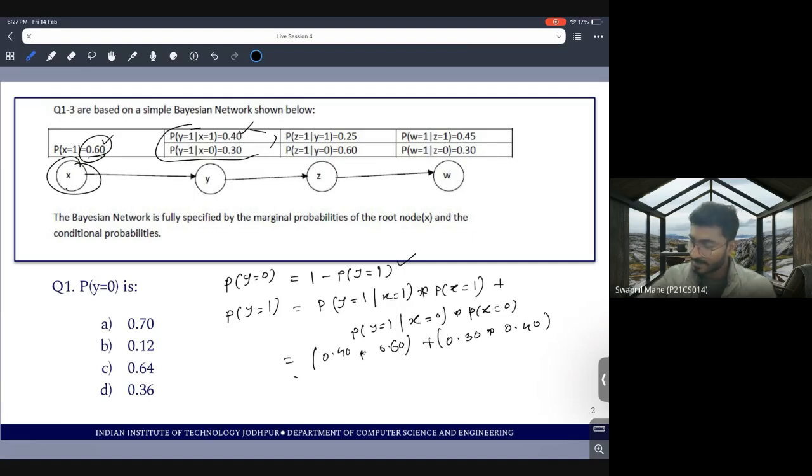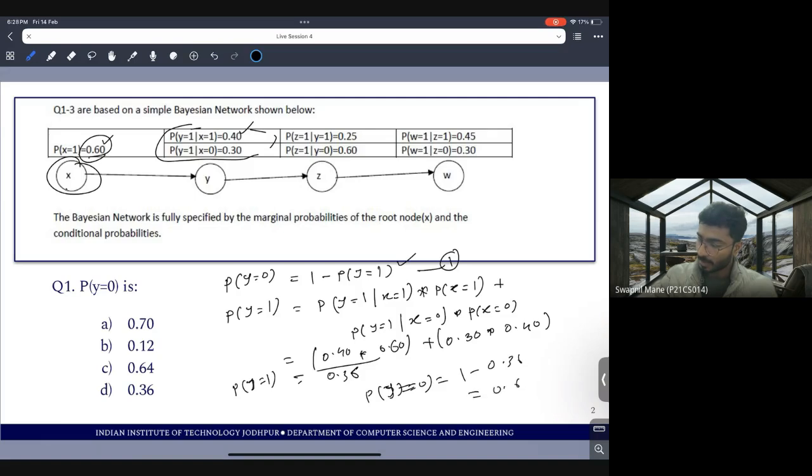So you can calculate this. After calculating this, the value we get is 0.36. So the probability of y is equal to 1 is 0.36. Now we put this value into the above equation 1. So we get the probability of y is equal to 0 as 1 minus 0.36, so we get 0.64. So option C is correct here.